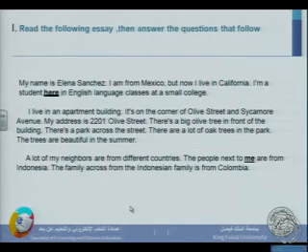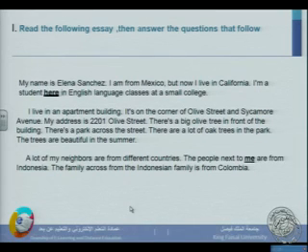Okay, and here I want you to read the following essay, then answer the questions that follow. So let us read it together. My name is Elena Shangiz. I'm from Mexico, but now I live in California. I'm a student here in English language classes at a small college. I live in an apartment building. It is on the corner of Olive Street and Sycamore Avenue. My address is 2201 Olive Street.